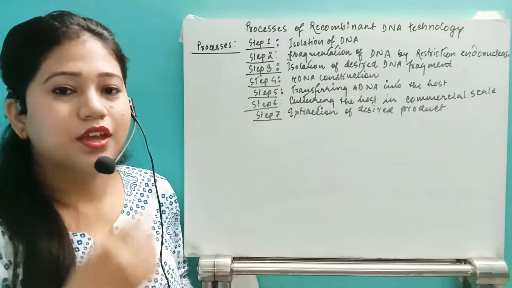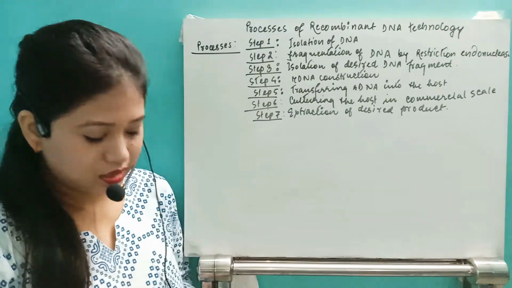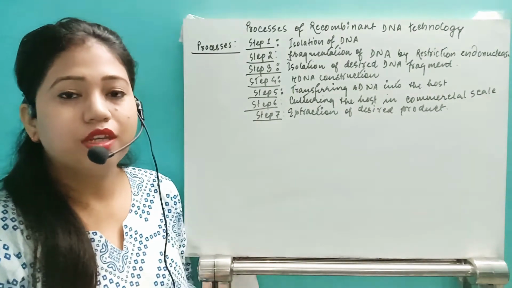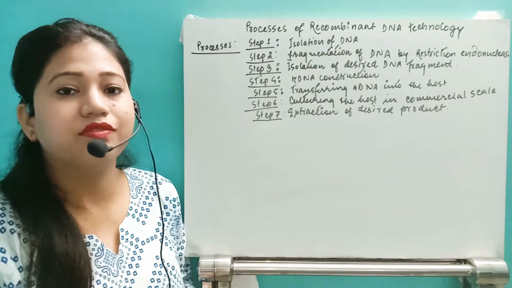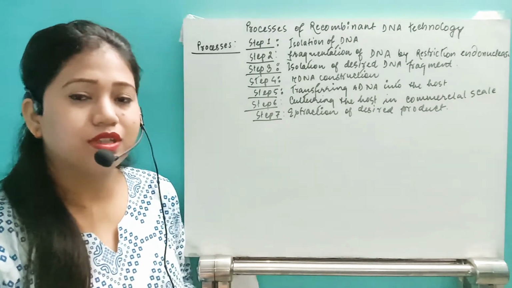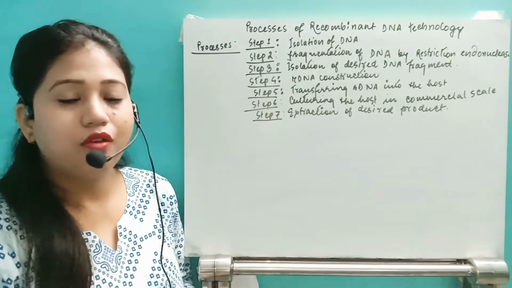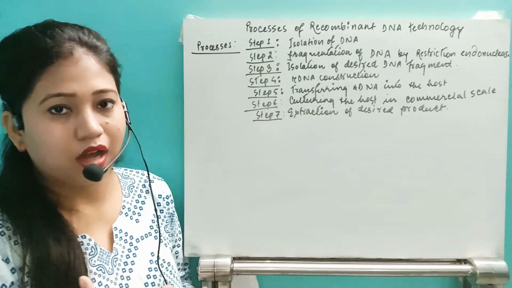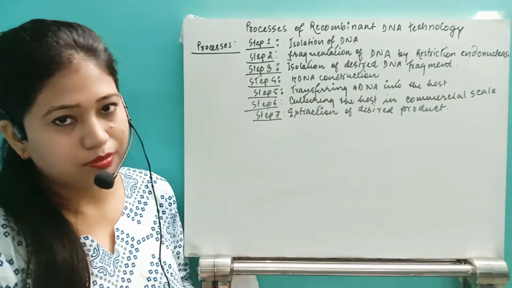Hello students, today we are going to start the next part, that is the process of recombinant DNA technology. Already we have completed the tools of genetic engineering: the enzymes, the second tool, the vector, and the third tool we have discussed is the host. How we can make the host a recombinant, then after that we will go for the commercial purpose.